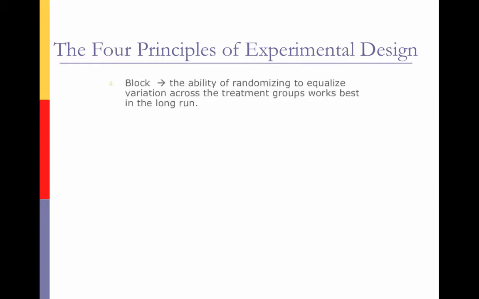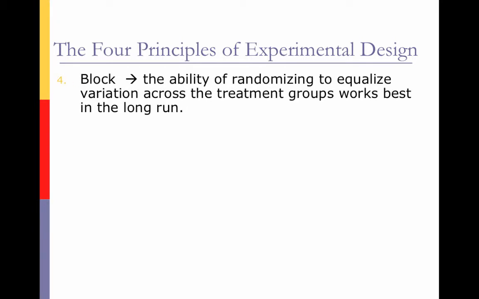The fourth principle of experimental design is blocking. So a block is the ability of randomizing to equalize variation across the treatment groups. This works best in the long run.